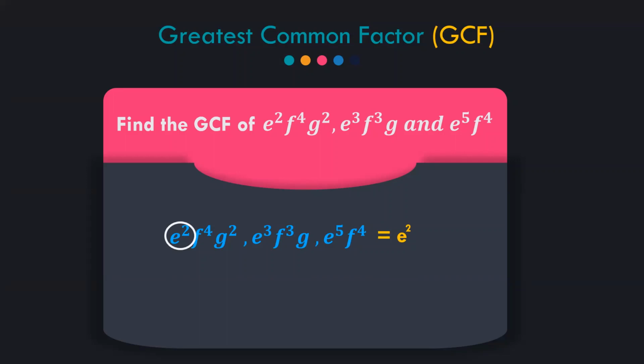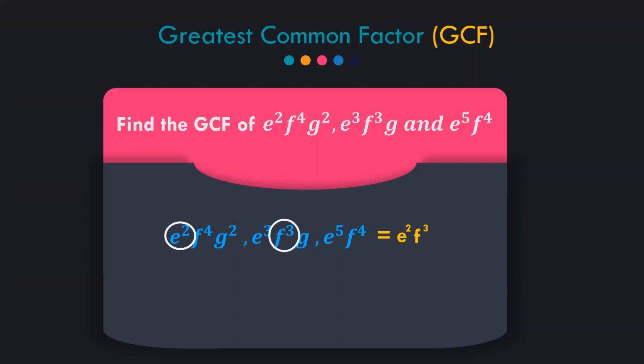Next, variable f. So, check natin. We have variable f dun sa first term, meron din sa second, and meron din sa third. So, ibig sabihin, mapa-factor out natin or common factor si f. Now, check natin yung may pinakamababang degree. And that is 3 or f cubed. Because in the first and third term, f raised to 4 ang meron tayo. So, ibig sabihin yan, f cubed is the greatest common factor of variable f.